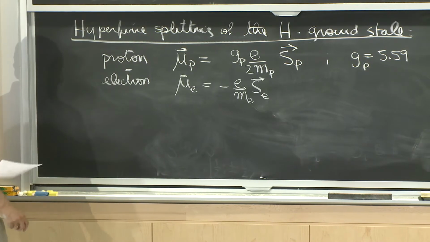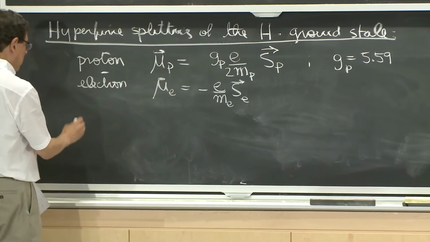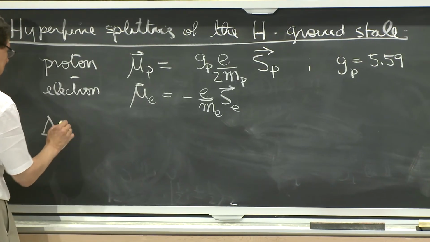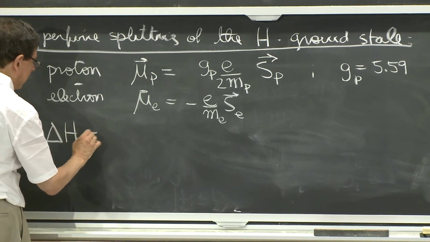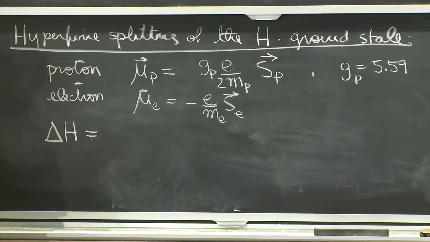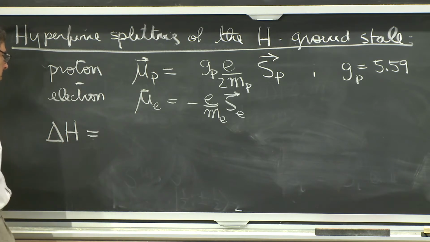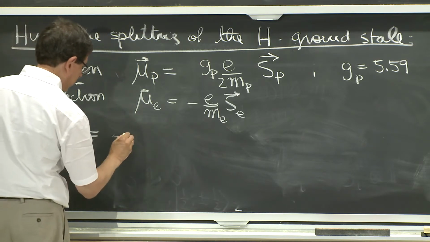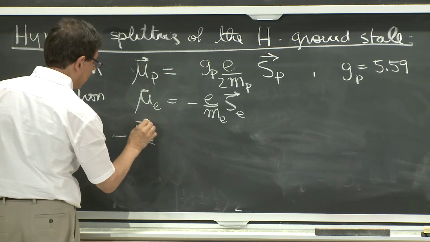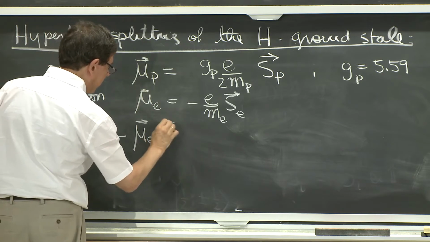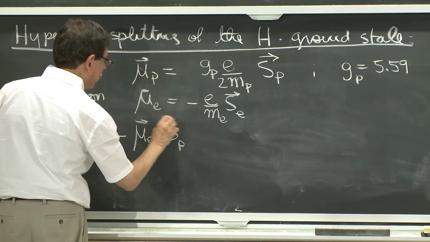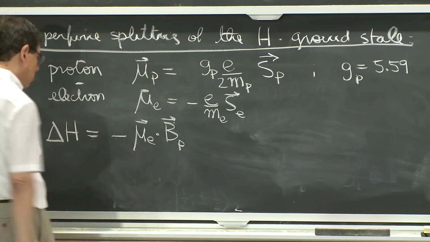And now what we have to consider is the Hamiltonian, the new piece in the Hamiltonian. So this is the Hamiltonian for the hydrogen atom, or in particular for the electron, interacting with a reduced mass nucleus. The extra Hamiltonian would be minus mu of the electron, dot product the magnetic field due to the proton, not at the proton, but due to the proton.